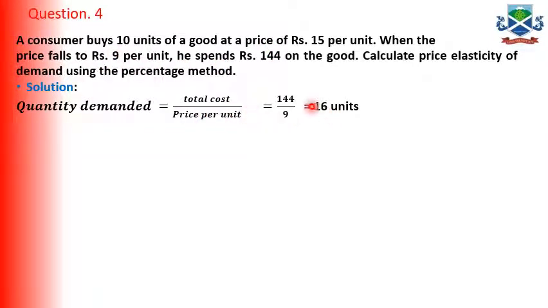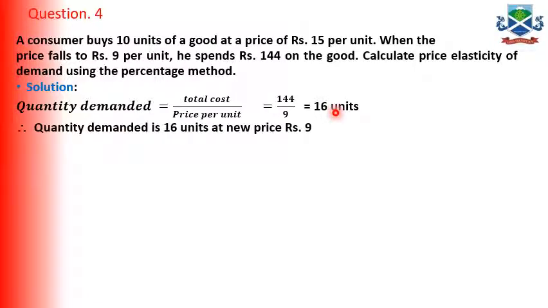So you have to find that the new quantity demanded is 16 units. Your total expenditure is 144 and the price of the commodity is 9 per unit. So what is the total number of units you buy? Total expenditure or total cost divided by price per unit. If you divide it, you will get the new quantity demanded, that is Q1 equal to 16 units.